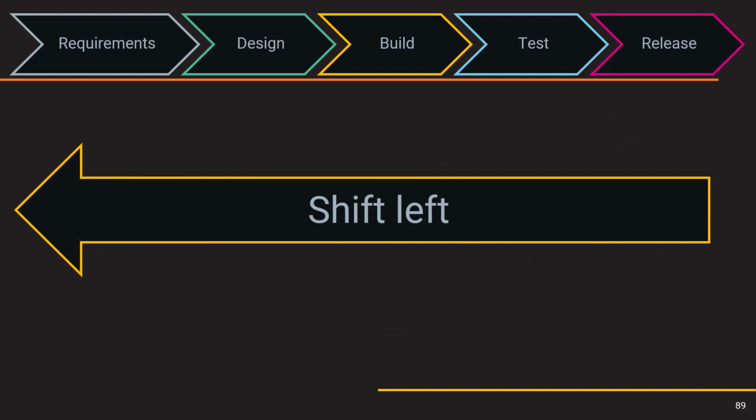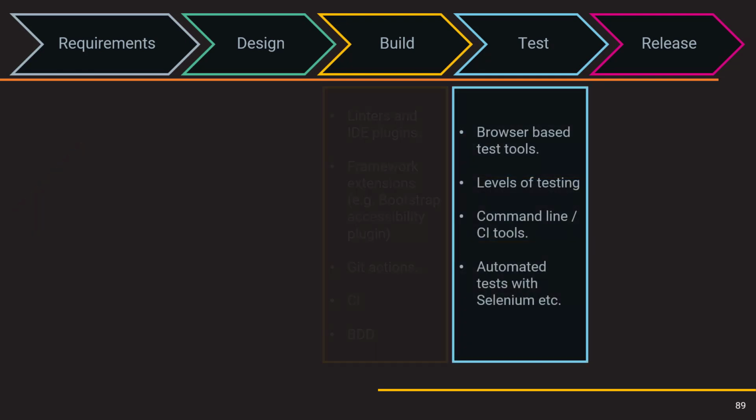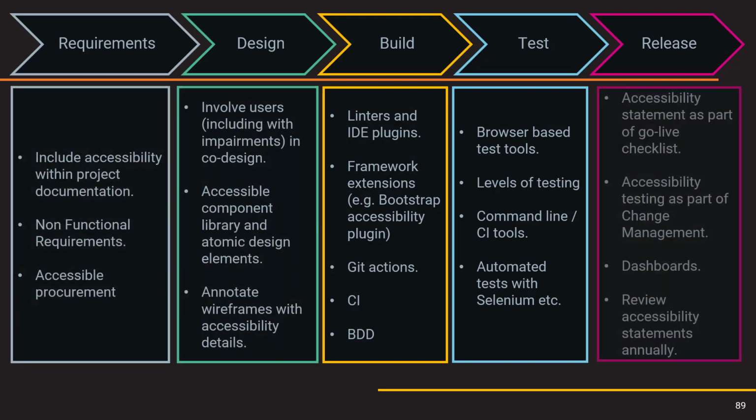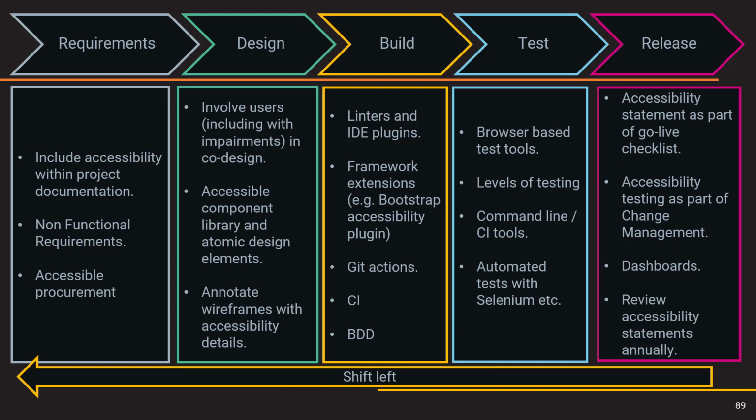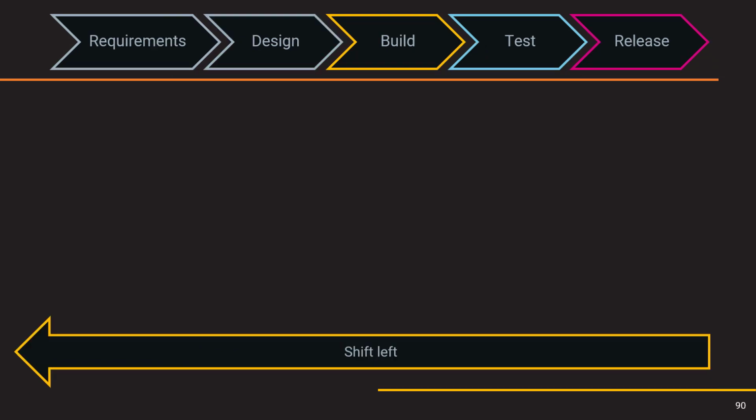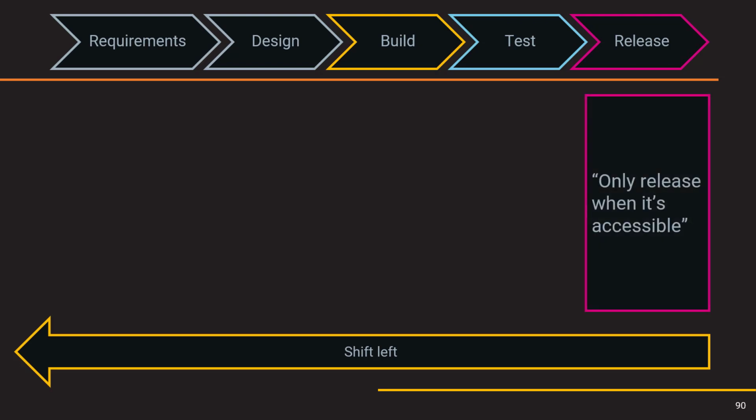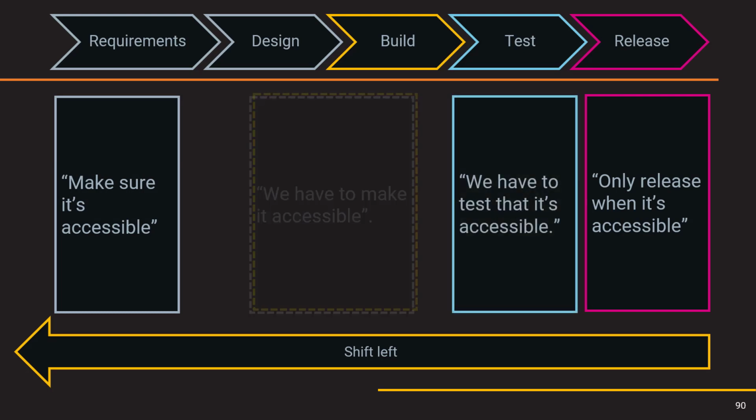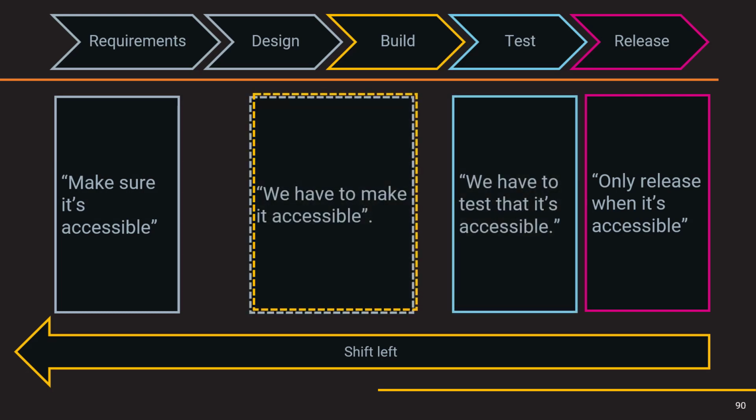Shifting left means testing earlier within our IT development lifecycle, and this can be applied to accessibility as well. So testing for accessibility, considering accessibility when building, designing, and gathering requirements, and adding accessibility gateways within our change and release process. In other words, if we say only release when it's accessible, or at least assign responsibility and make a plan for resolving accessibility defects, include accessibility within requirements and testing, then the teams who design and build new solutions know that accessibility is expected.